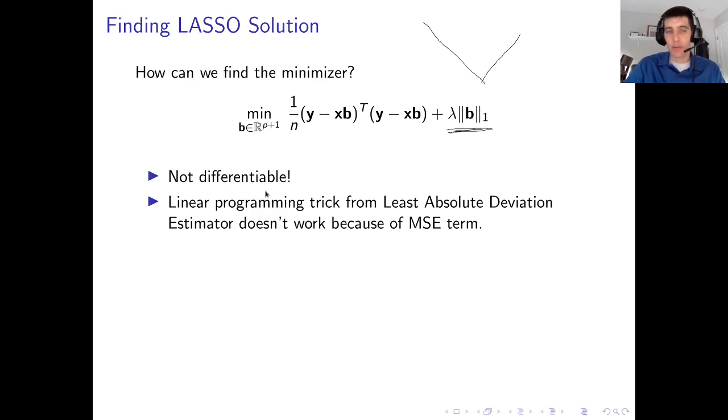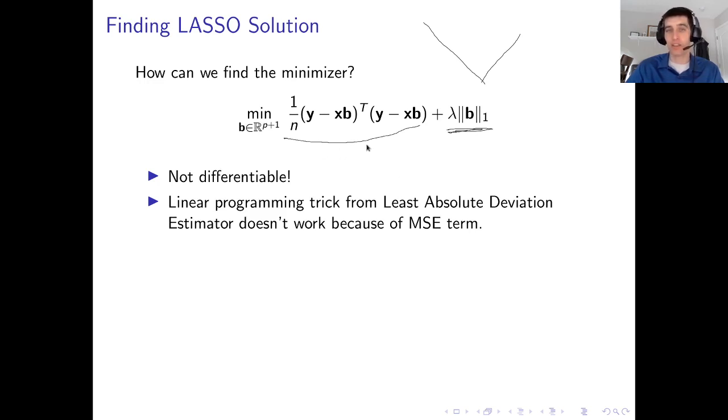We have seen a previous estimator which is not differentiable. This was the least absolute deviation estimator, the LAD estimator. And the trick that we used to overcome that was to use linear programming. But we can't use linear programming here because we have a quadratic term in B and then the sum of absolute values. If we just had the sum of absolute values, we could use a linear programming trick. Punchline is the tools that we have so far don't work for this problem.